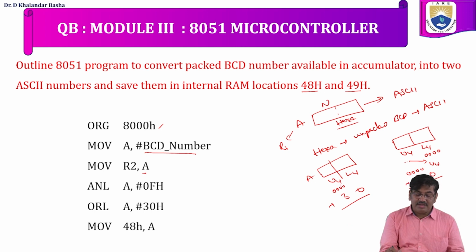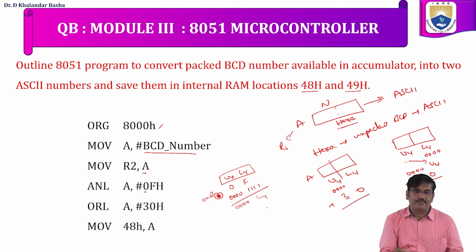For clearing the 4 bits, we AND the accumulator content with 0FH. So whenever we AND with 0FH, what does it indicate? 0, 0, 0, F indicates 1, 1, 1, 1. Whenever we do the logical AND operation, the upper 4 bits and the lower 4 bits will be altered like this. As we are ANDing with 0, any bit is going to result in 0. If we AND with 1, it is going to retain the lower 4 bits.